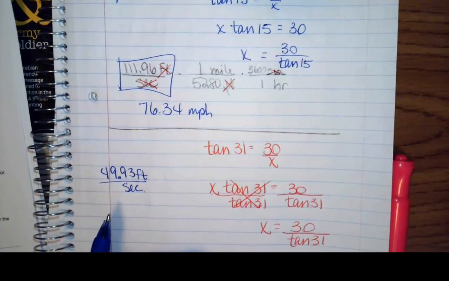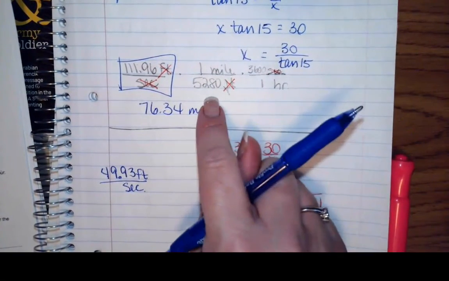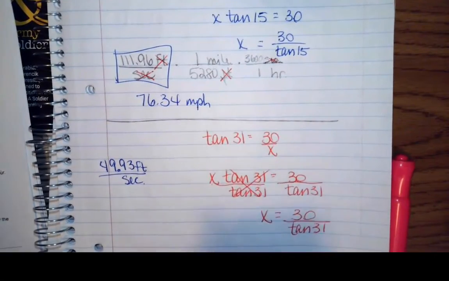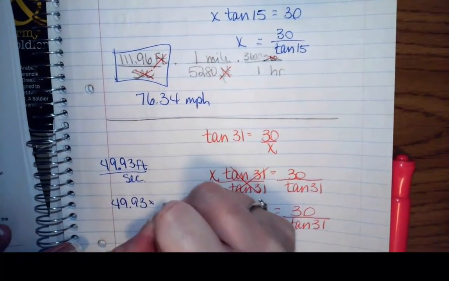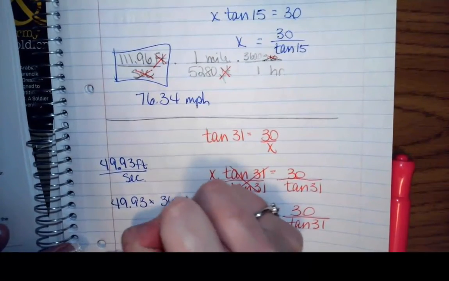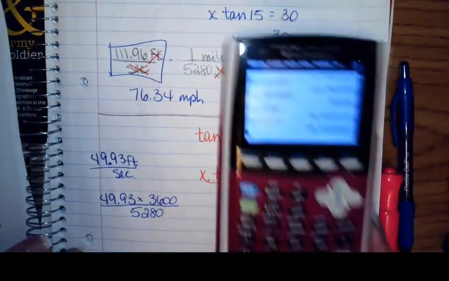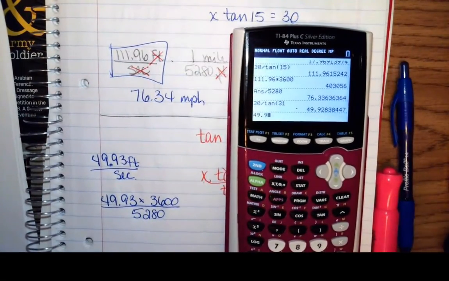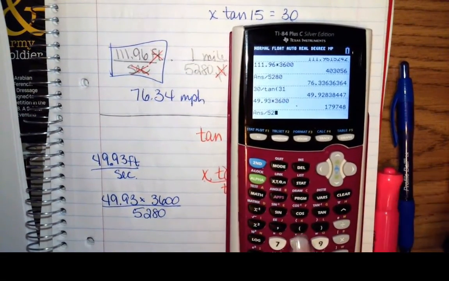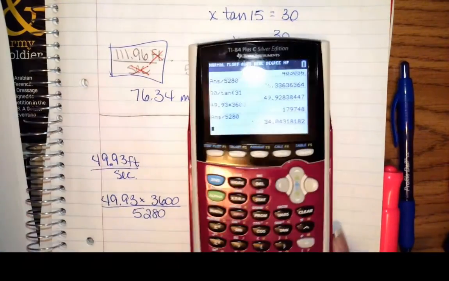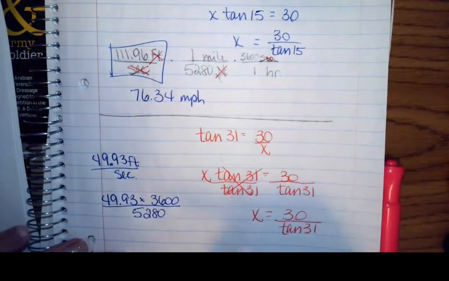So how many miles per hour is that? I can use this same ratio right here. So I'm going to multiply by 3,600 and divide by 5,280. So 49.93 times 3,600 divided by 5,280 is going to give us our conversion for miles per hour. So times 3,600 divided by 5,280 gives us 34 miles an hour. Okay, 34.04 miles per hour.